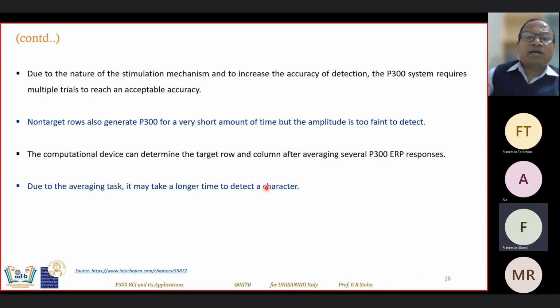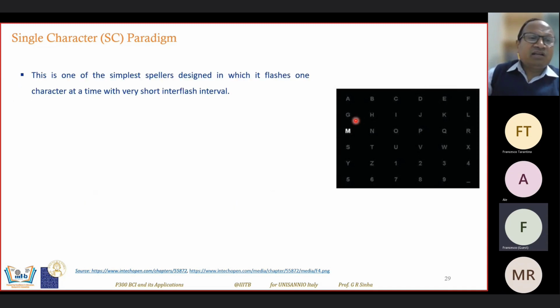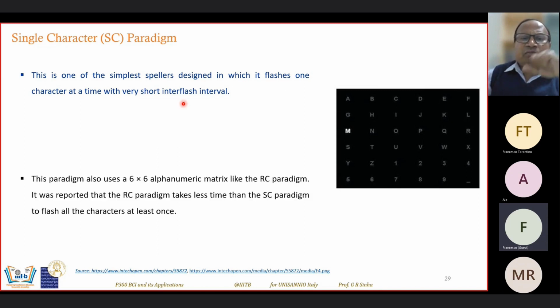The previous one was the row column paradigm, where you may generate a certain row and a certain column and ask how many times a particular letter is coming. In the single character paradigm, popularly known as the SC paradigm, only one letter, one character, is being displayed. So the process is similar. This is one of the simplest speller designs, in which it flashes one character at a time for a very short duration.